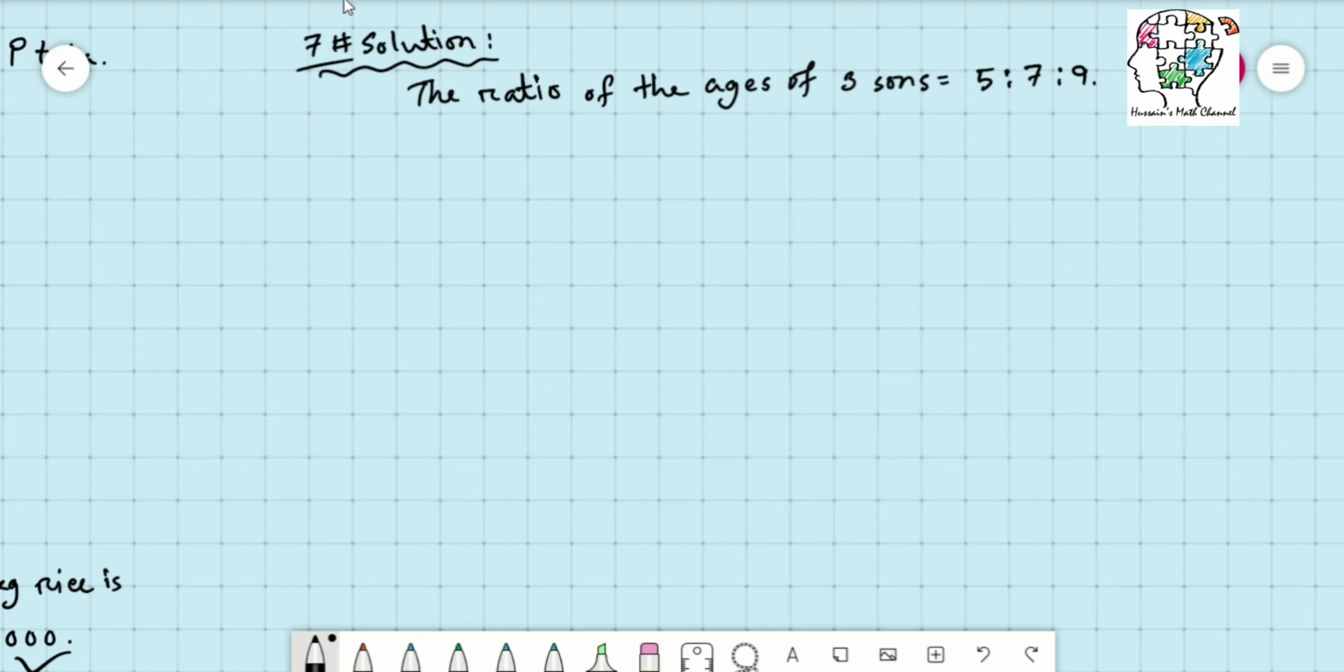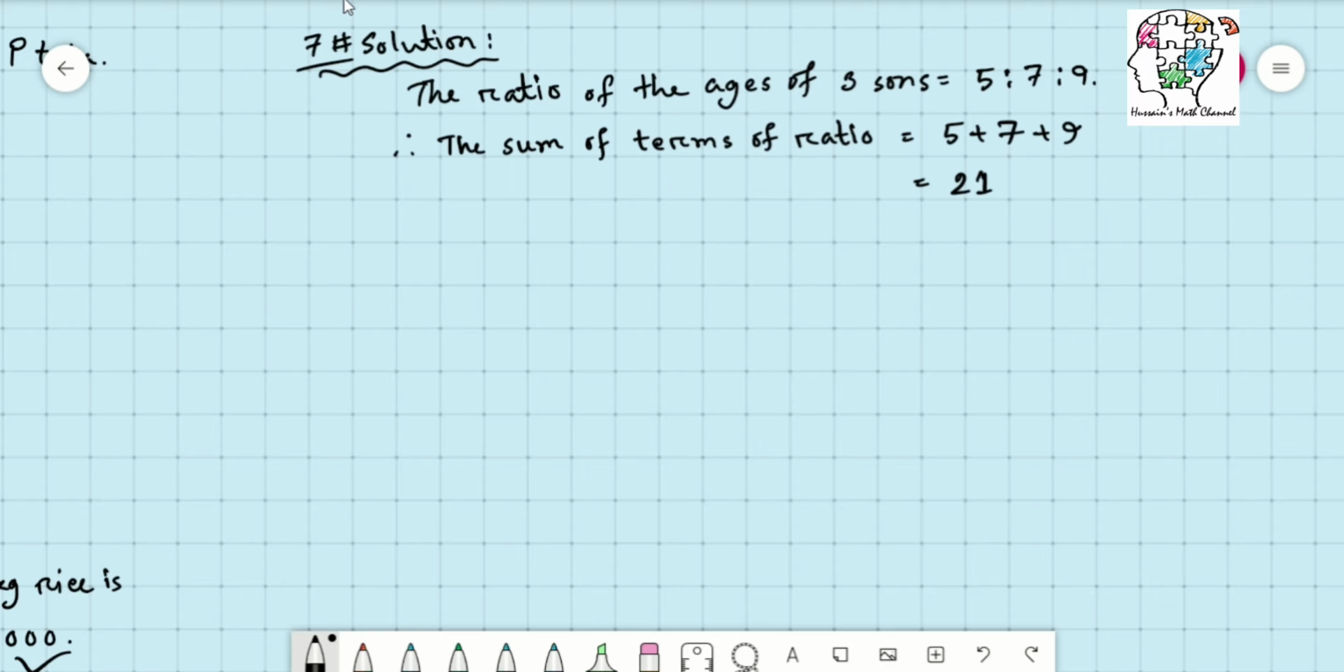Now we have to find the sum of the ratios. Therefore, the sum of terms of ratios is equal to 5 plus 7 plus 9. We have to add all these terms. 5 plus 7 will be 12, and 12 plus 9 will be 21. So the sum of these terms is 21.